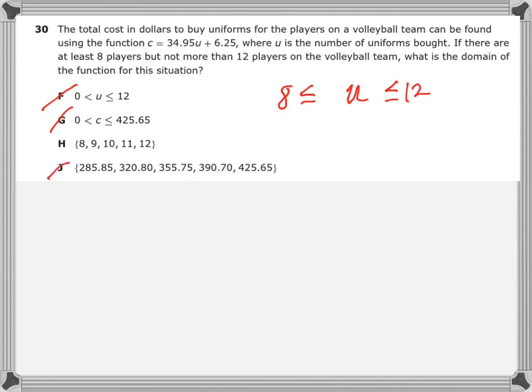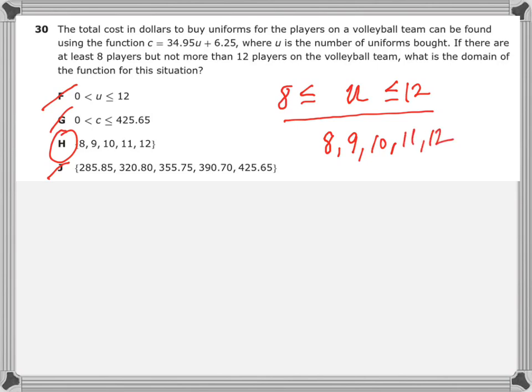So we take a look at answer choice H. That's the only one left. This is roster notation. So let's go ahead and look at our compound inequality and write down all the different possibilities. We can't buy part of a uniform, so all of these are going to be positive integer numbers. 8 is a positive integer. So let's write our different possibilities: 8 is a possibility, 9, 10, 11, and 12.